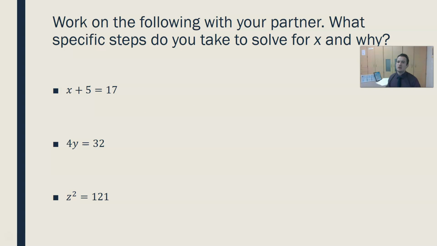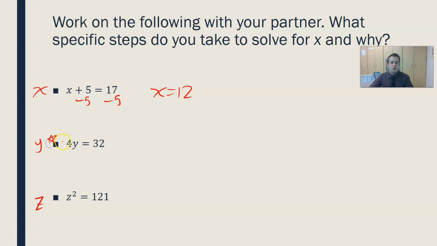So take a second and look at these problems. In each of these problems, I want you to solve for the variable. So solve for x here, solve for y here, solve for z here. Think about what specific steps you need to take to solve for x, y, or z, and why. So for example, in this first one, I have x plus 5 equals 17. How do I undo plus 5? I subtract 5. Because addition and subtraction, they're opposites of each other. They undo each other, right? So I'd end up with x equals 12.